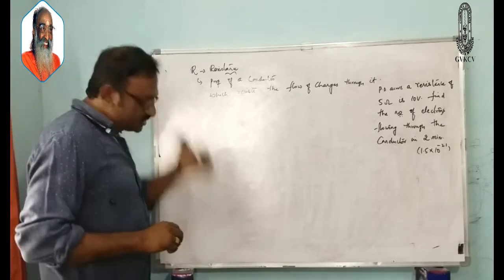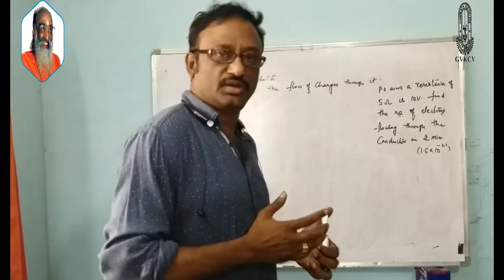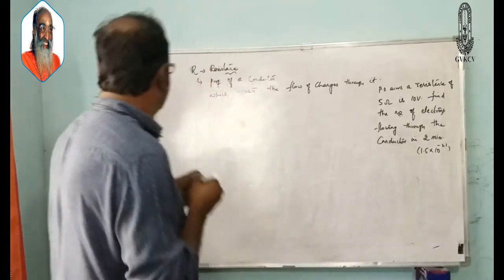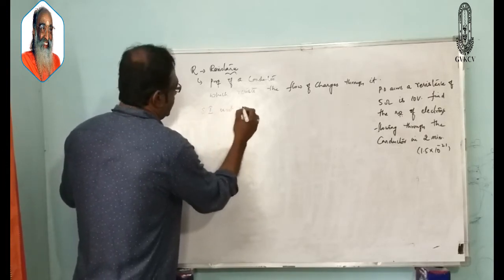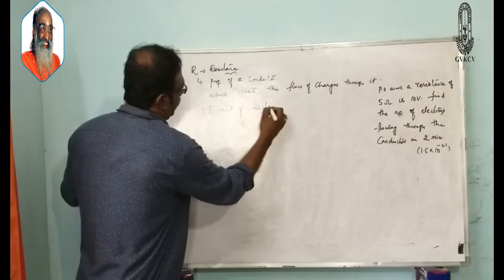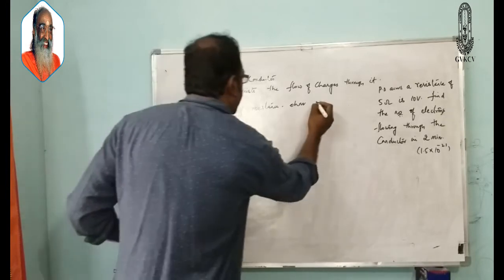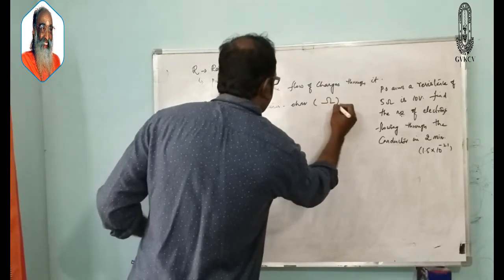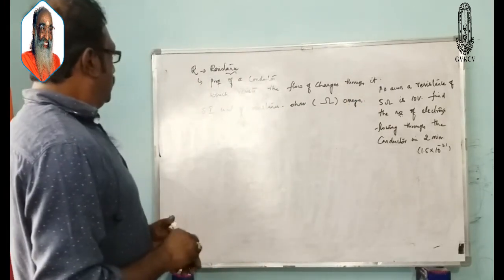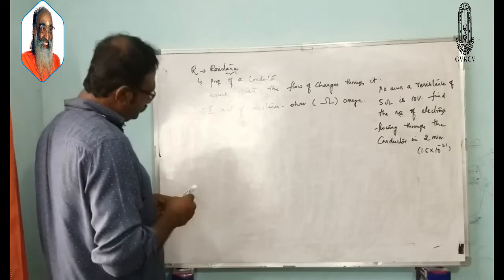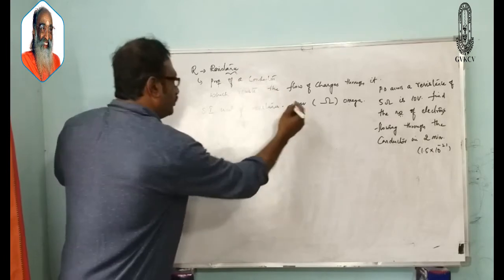This resistance is a physical quantity, and we can measure it. So certainly it will have some units. Here the SI unit of resistance is ohm, and it is denoted by the symbol omega, the Greek letter omega. And how do we define this ohm?